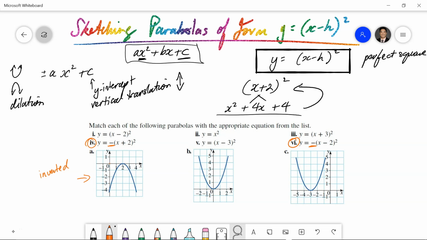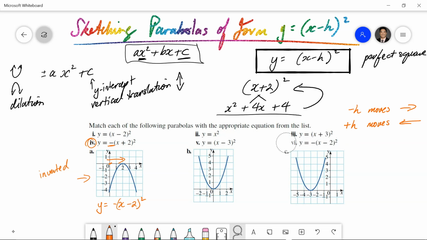We can see that from the origin it has moved towards the right 2 units. If it's moved right 2 units, we need a negative h. A negative h moves to the right, a positive h moves to the left. So we want h to be negative 2. In this case, it's going to be that one. So I'm going to write down here y is equal to minus x minus 2 all squared.